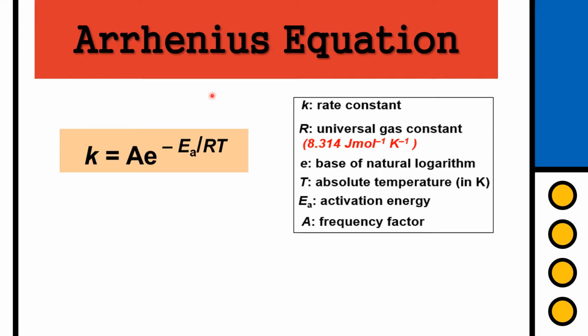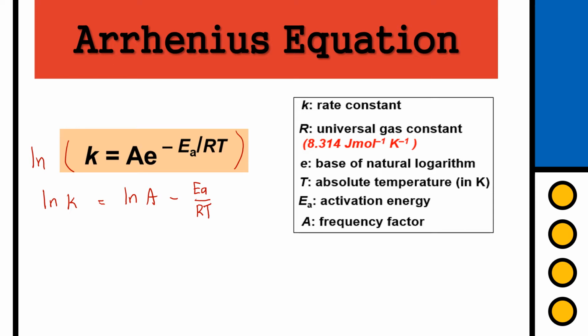So this is one form of the Arrhenius equation. If we want to remove the e here, what we can do is put ln on our equation, and the equation that we will get will be ln K equals ln A minus Ea over RT. So this will be our equation.